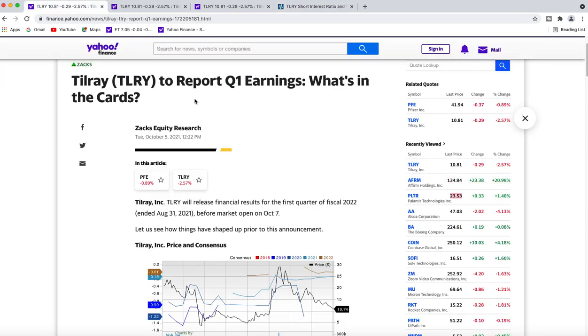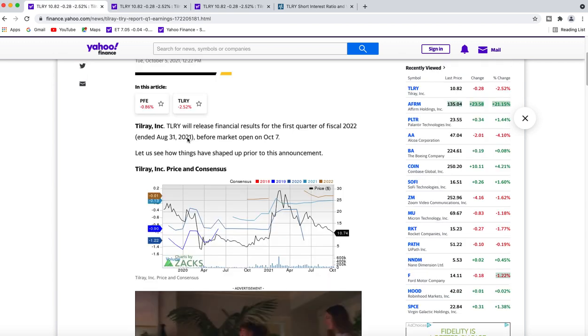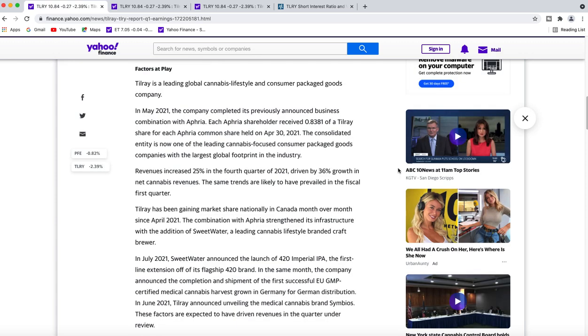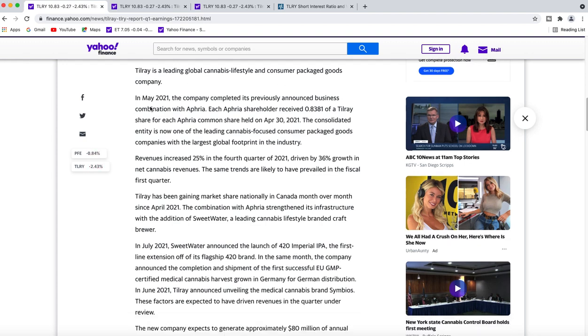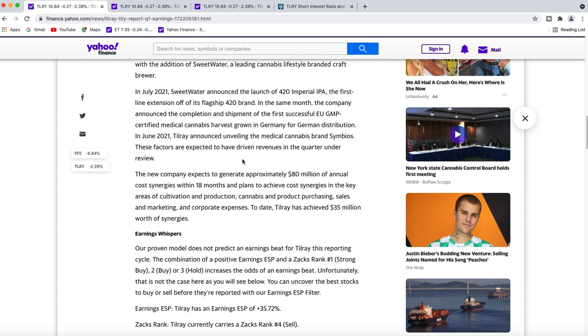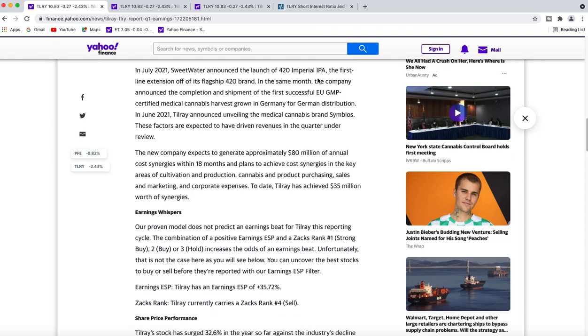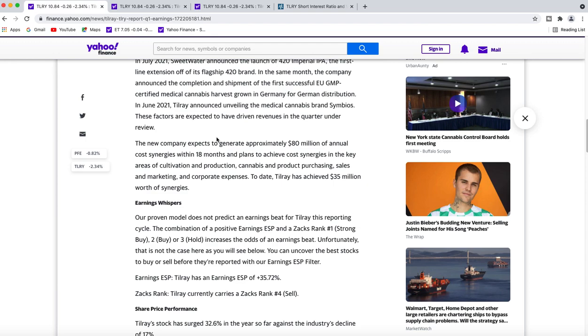Now, Tilray to report Q1 earnings, what's in the cards? As you all know, tomorrow morning, before the market opens, the first quarter results will be out. Now, the first quarter results cover all the way until August 31st. And they talk about Tilray being the leading global cannabis lifestyle and consumer packaged goods company. Then they're going back to when we took on Aphria. And then in July, we took over another company, launching a 420 Imperial IPA, the first line extension off the flagship 420 brand. You can look at their website and they'll show you all those different items.